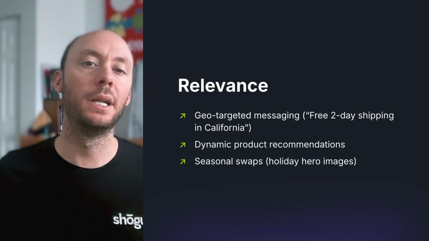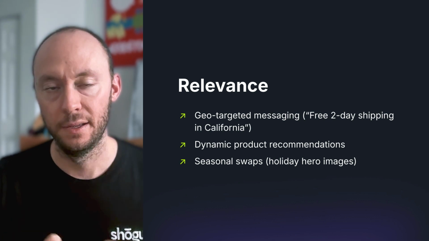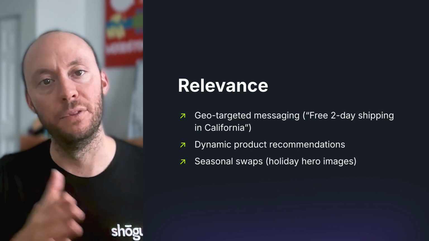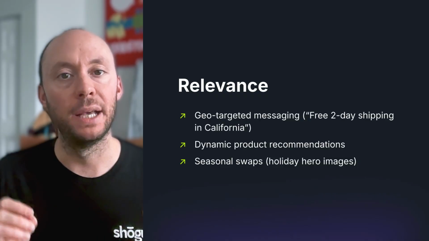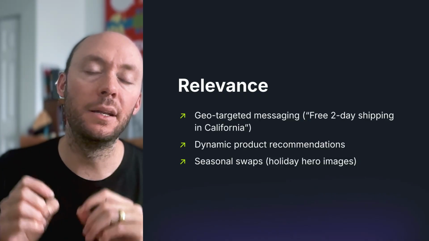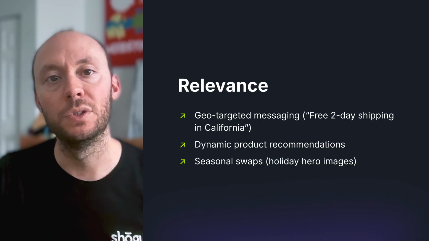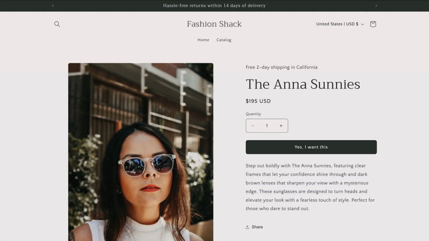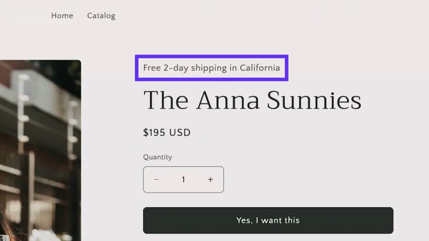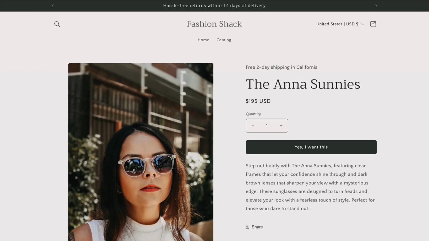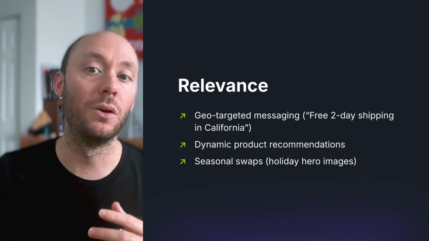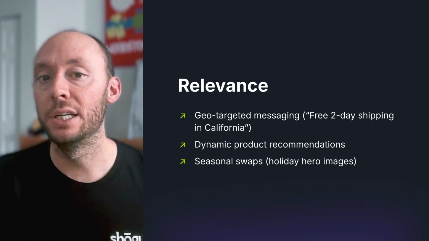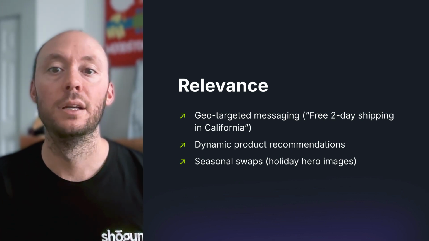Keep that in mind. Last but not least, relevance. How can you increase the relevance of your landing page to the site visitor? Best way to do this is to get some bit of data about the site visitor that you can use to inform the content on the page in a dynamic way in real time. For example, a geo-targeted message such as free 2-day shipping in California speaks directly to where the shopper is. They're in California and they know they're going to get this benefit of the free 2-day shipping. Dynamic product recommendations also are something to consider. They can adapt to browsing history and show what's most likely to convert.